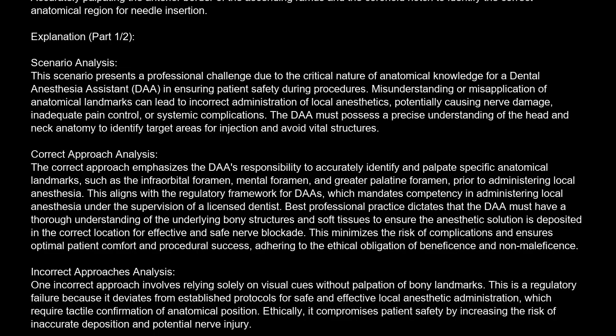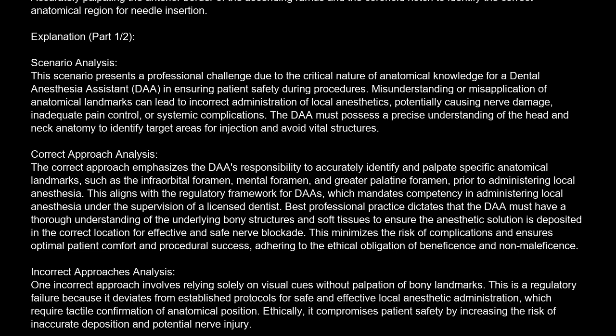The correct answer is C. Accurately palpating the anterior border of the ascending ramus and the coronoid notch to identify the correct anatomical region for needle insertion. Explanation. Scenario analysis. This scenario presents a professional challenge due to the critical nature of anatomical knowledge for a dental anesthesia assistant (DAA) in ensuring patient safety during procedures.